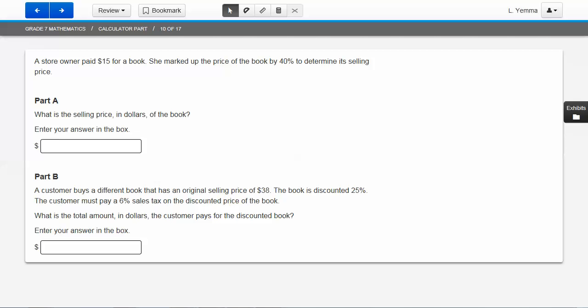All right. With that said, a store owner paid $15 for a book. She marked the book up by 40% to determine the sales price. Now, so this means that 40% of whatever people pay, she gets to keep.